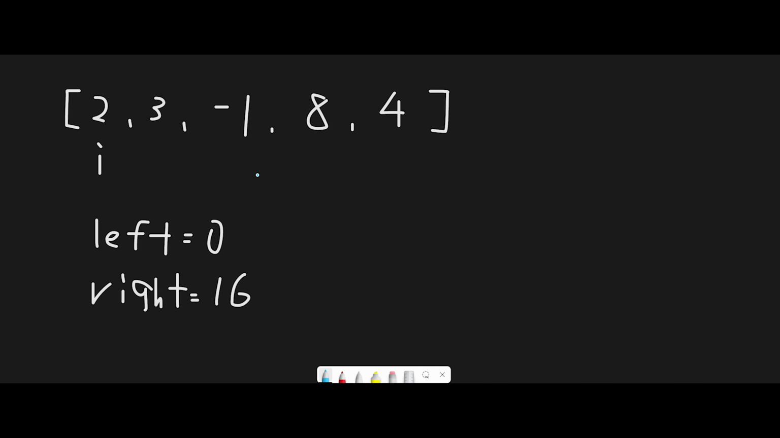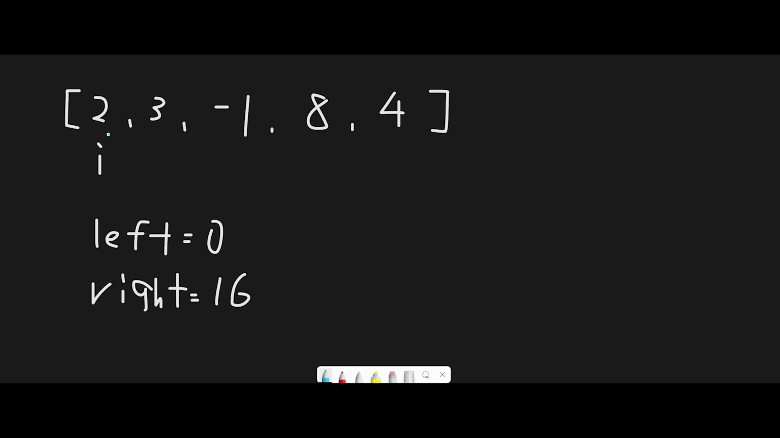To solve this question, first of all, I initialize two variables, left and right. Left is the total of the left side of the middle index, and right is the total of the right side of the middle index. Left is initialized with 0, and right is initialized with the total of all numbers, 16 in this case. Basically we iterate through all numbers one by one, starting from index 0. So let's begin.